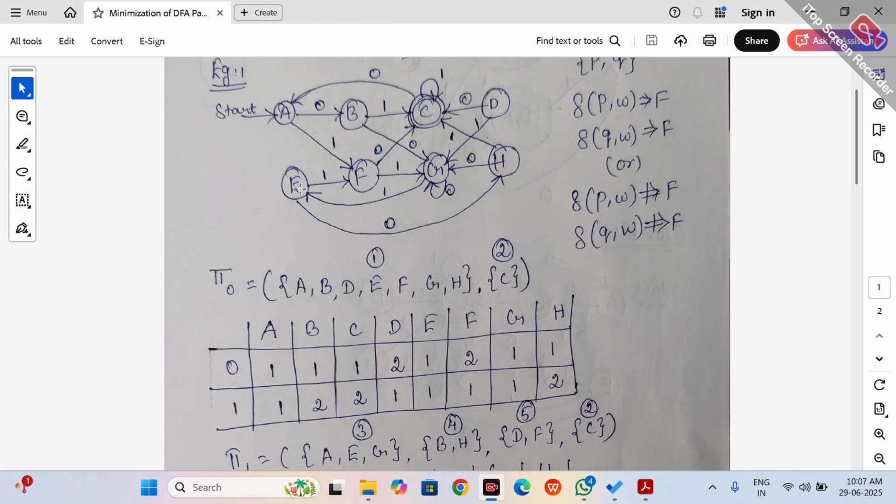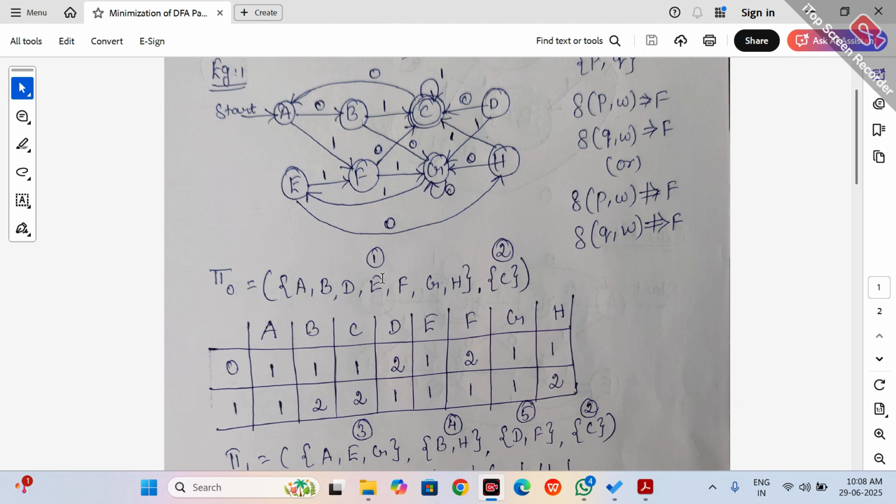For E, the input 0 goes to H. H is in group 1, so here it is 1. For E, the input 1 goes to state F. F is again in group 1, so 1 here. For F, input 0 goes to state C. State C is group 2, so 2 here. For state F, input 1 goes to state G. G is in group 1, so here group 1. And for state G, input 0, it is the self loop.